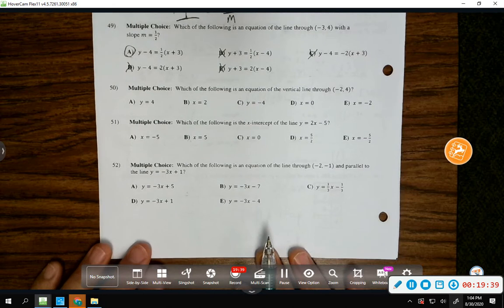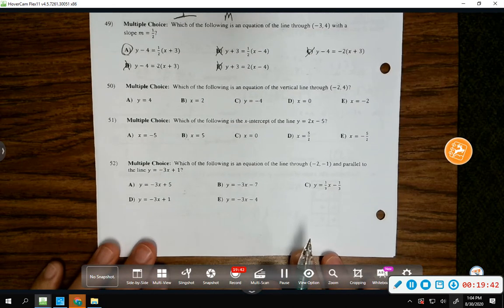50. Which of the following is an equation of the vertical line through this point? And again, you'd be surprised how many students will miss this. A vertical line, x equals the x coordinate. Done.